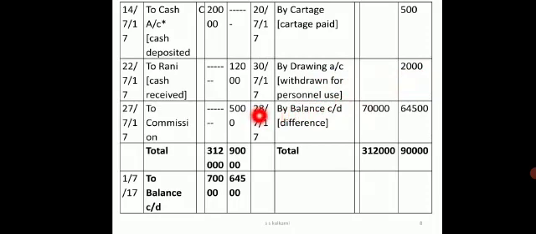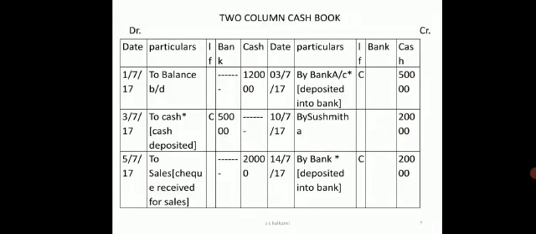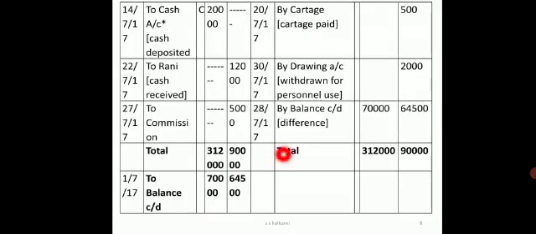Next, on 30th the difference has to be taken, so I will first total the cash column. So cash column amounts to 3,12,000 and the bank column will be 90,000. So the difference will be taken as 70,000 and 64,500. So the same total is to be taken for the 1st of October. So to balance brought down, 70,000 and 65,400. So here we come to the end of our cash book.